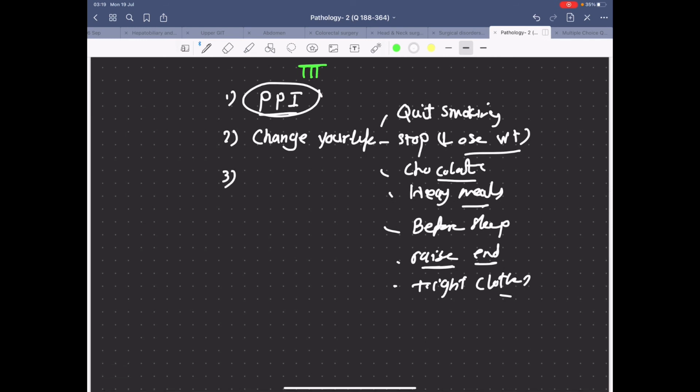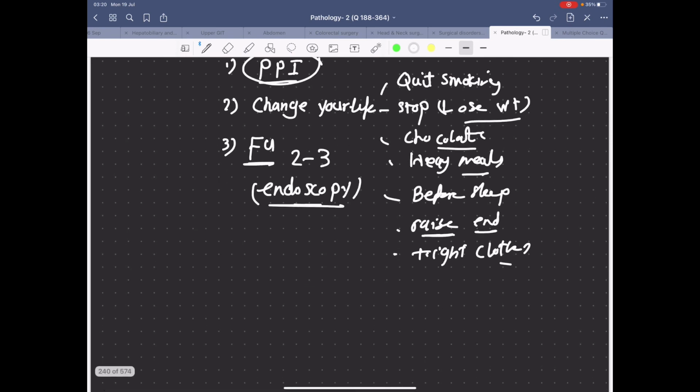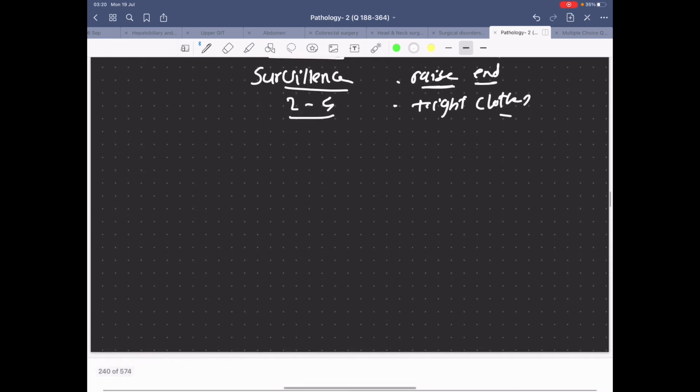Number three is you need to follow up these patients. Every 2 or 3 years, you will need to do an endoscopy again to exclude one of the most important things that we're going to mention. After putting the patient on follow-up, which is surveillance, sometimes they say from 2 to 5 years, not 2 to 3 years. So when you do this, you are managing Barrett's esophagus pretty well.